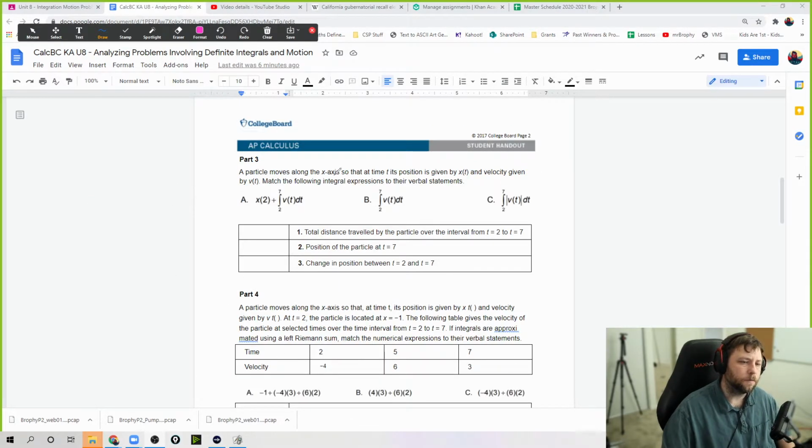This one, a particle moving along the x-axis, so at time t the position is given by x(t) and the velocity by v(t). So this is a completely different problem. Match the following integral expressions, like what do these actually mean? So, let's look at these. Again, I have another absolute value. Let's do what I know first. If I'm dealing with the absolute value, I'm dealing with my speed. That's the integral of speed, I know.